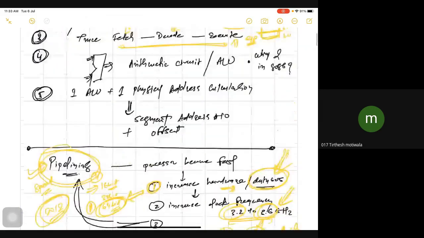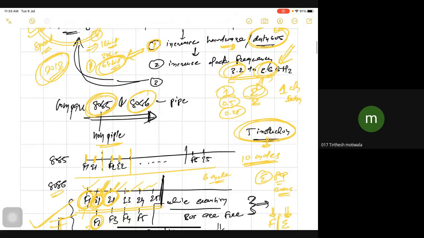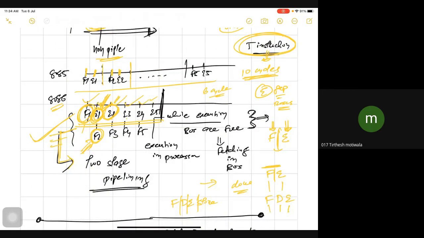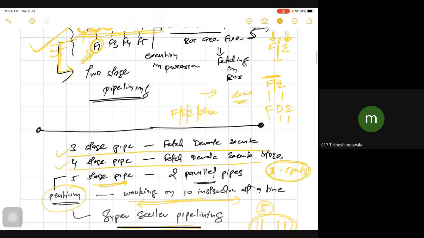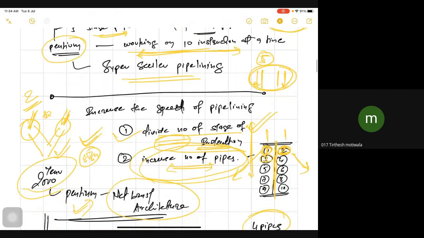So what we have covered in today's session, 8086 is 16-bit processor, which means that it can operate on 16-bit data at a time. Second thing is we are having two units in 8086, BIU and EU. Now why they have divided this thing into two parts? Because of pipelining. Now why we need pipelining? To increase the speed of our processor. How you can increase the speed of a processor using pipelining? By two ways. One way is simply divide your instruction into number of stages or increase number of pipes. In today's world, it is called core also.